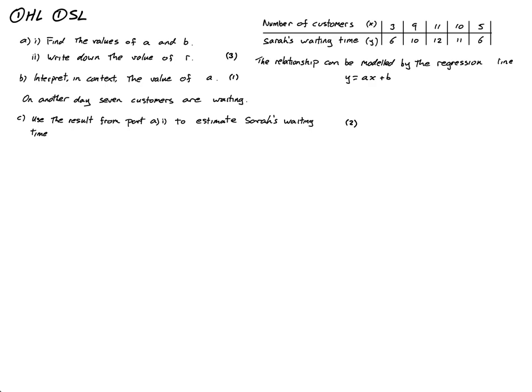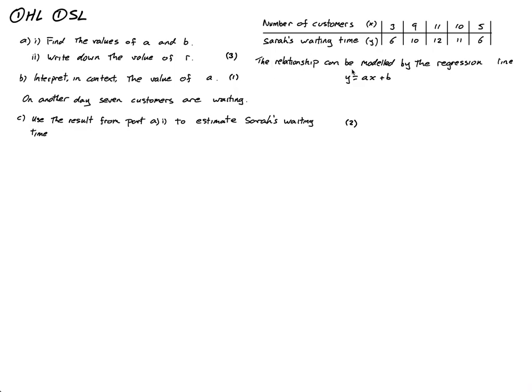Okay, question 1 for HL and SL. This is a fairly straightforward question, or at least it's supposed to be if you studied. Sarah goes into a coffee shop and she has to wait for her coffee. How long she waits depends on how many customers there are in front of her also waiting. So if there are 3 customers, she has to wait 6 minutes. If there are 9, 10 minutes; 11, 12 minutes. This is what she experienced on 5 different days.